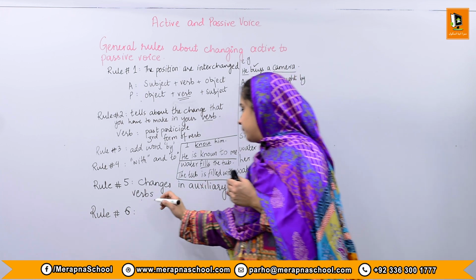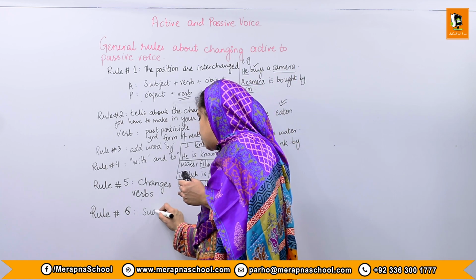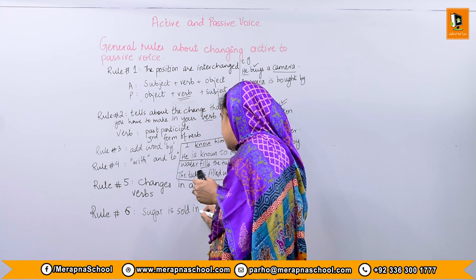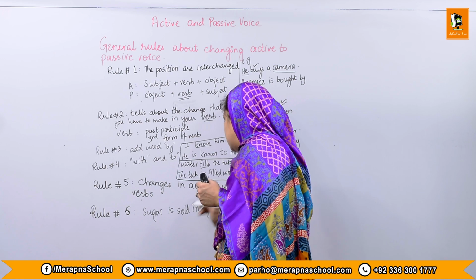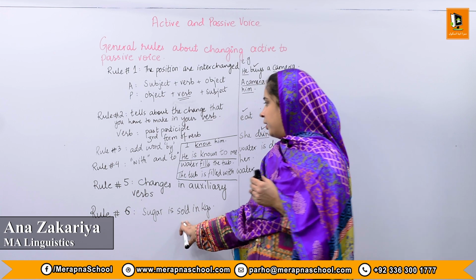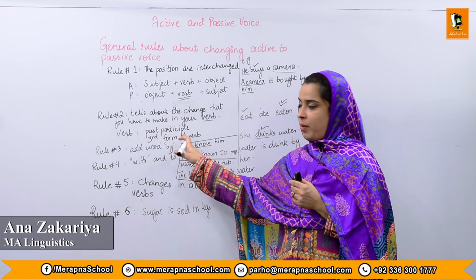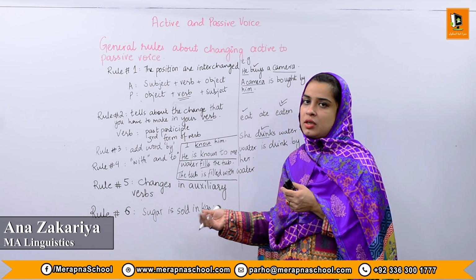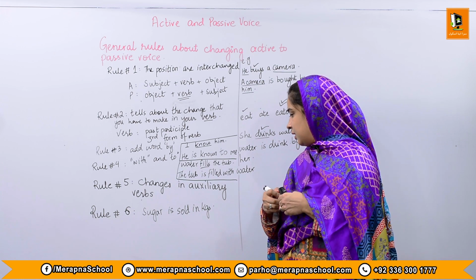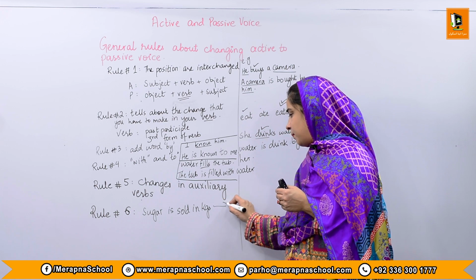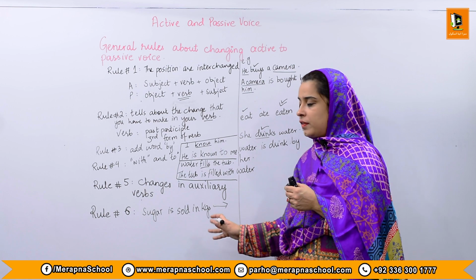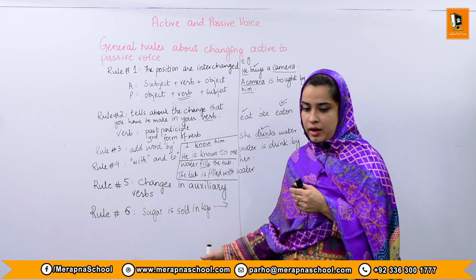Like for example, sugar is sold in kilograms. So over here, if you can see, we have the object, that is sugar. We have the verb that has been changed, that is the third form of the verb. In kilograms is nothing, it's not the subject. So over here we will see that your subject is not important. Who has said this thing or who has fixed this rule is not important. The important thing is that sugar is sold in kilograms.